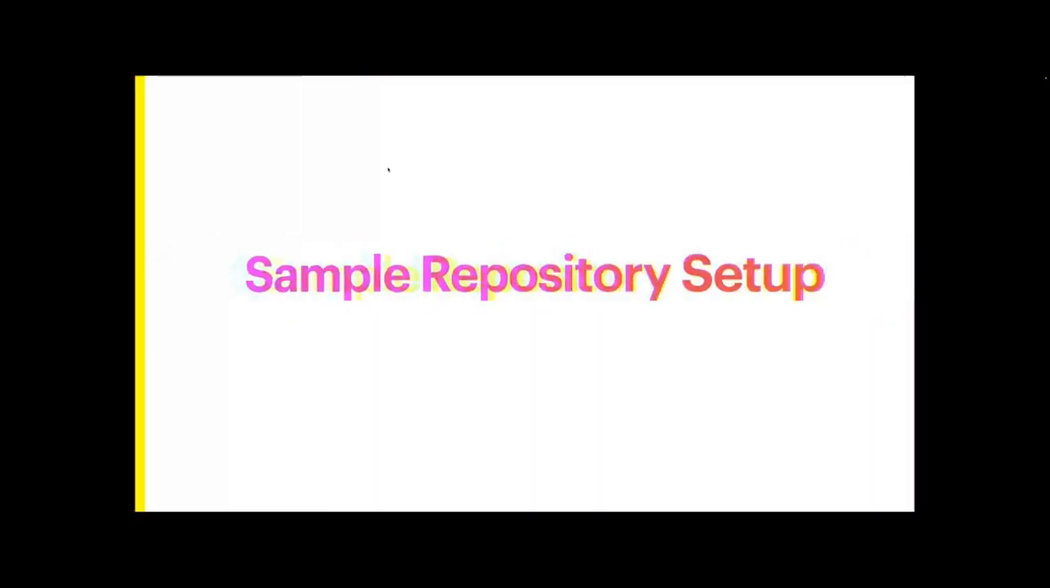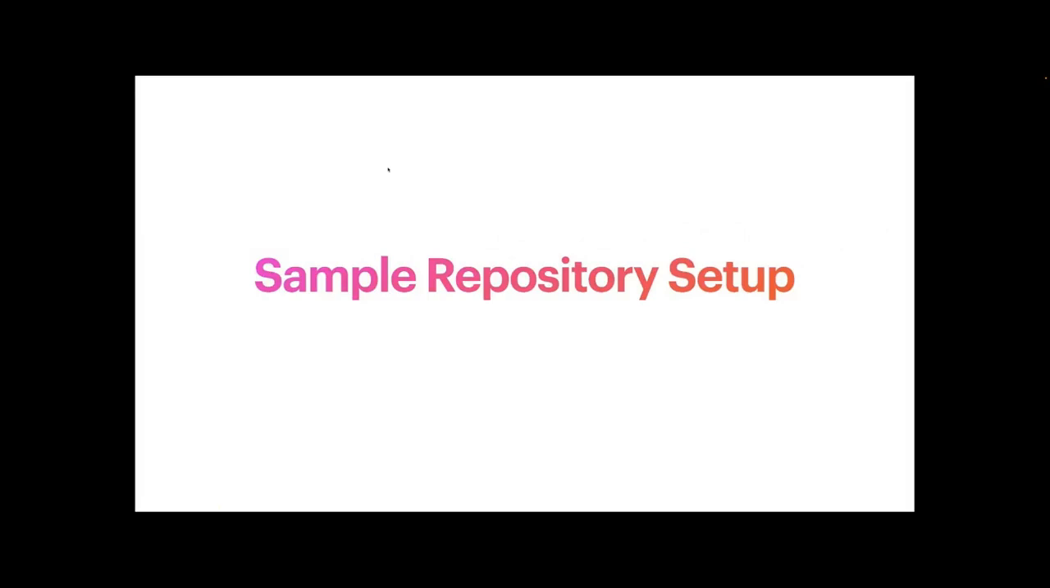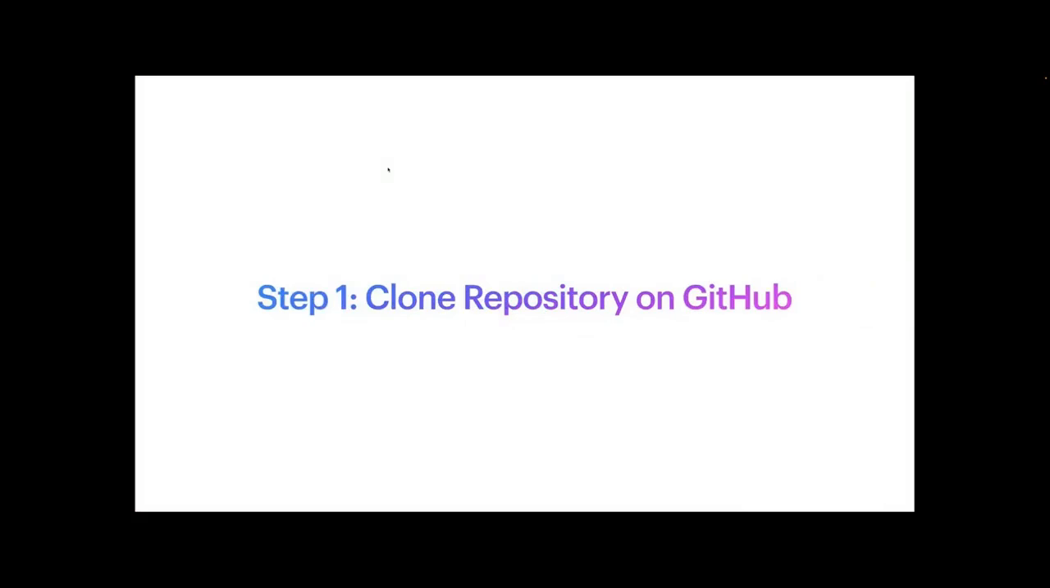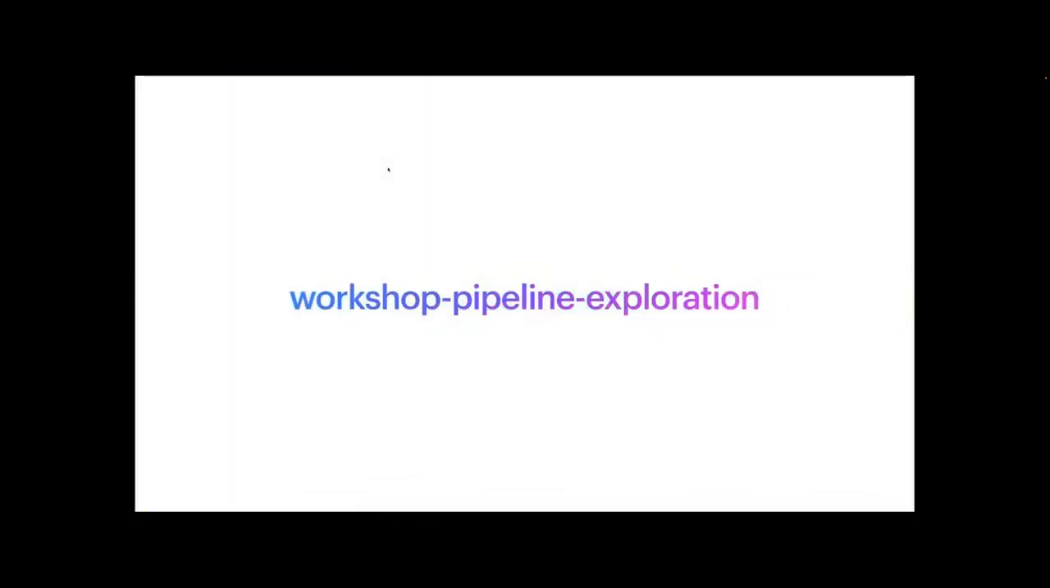Let's jump into the sample repository. To get started here, very similar to the previous workshop, step one, we're going to clone the repository from GitHub. So head on over to github.com/Karbon Dallas, and you'll see that the newest repository on my profile looks like this: Workshop Pipeline Exploration. I'll pause here just for a moment, make sure everyone has a chance to head over there.